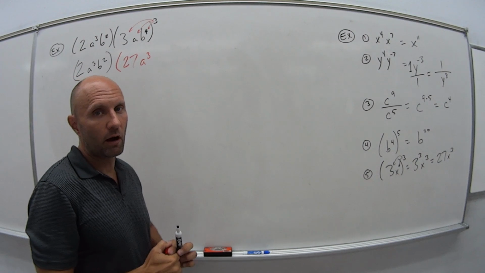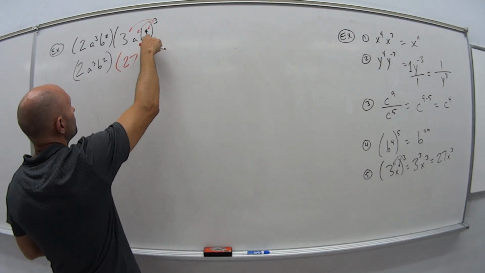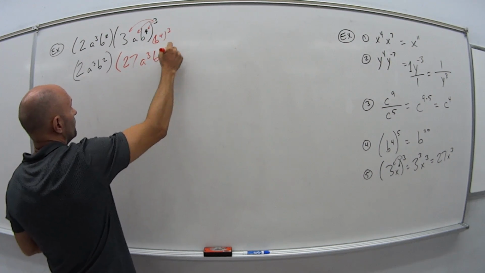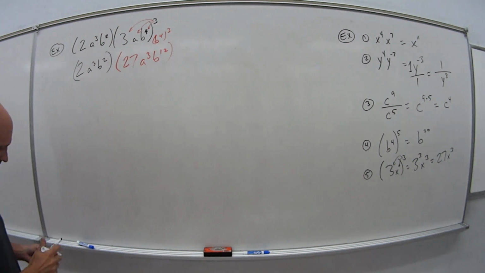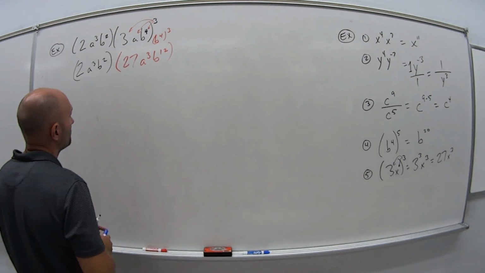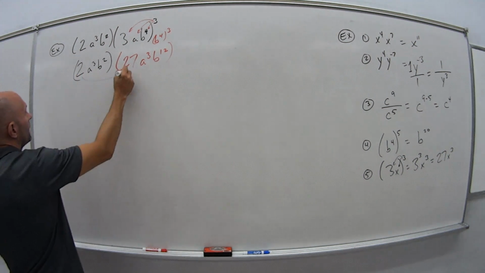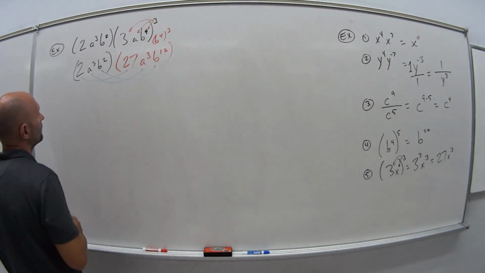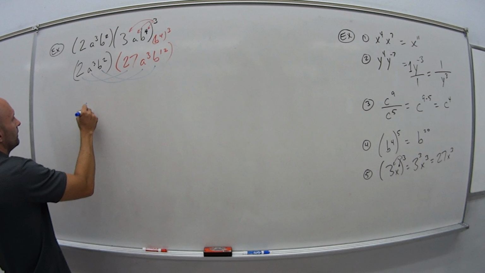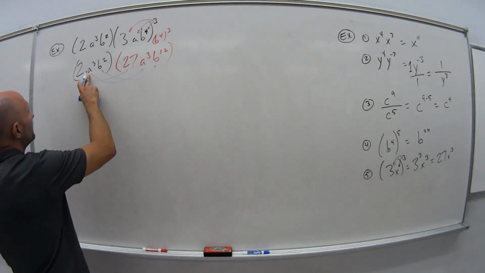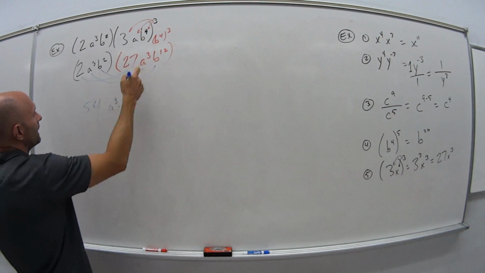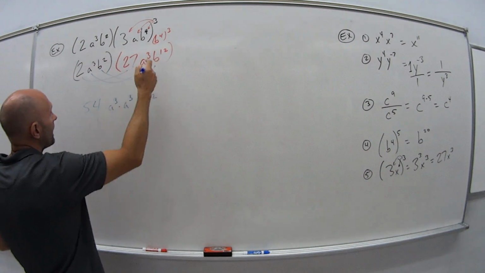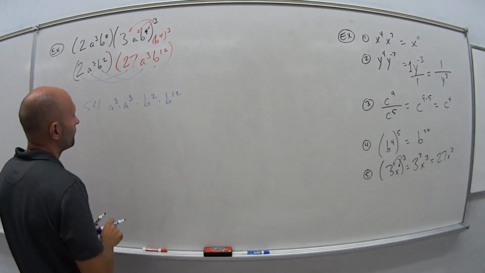So that's our power law. So we're multiplying those together. B to the fourth to the third gives us b to the 12th. Now it's multiplication. So I'm going to multiply the numbers, multiply the a values, multiply the b values. So 2 times 27 is 54. A to the third times a to the third, and then b squared times b to the 12th.